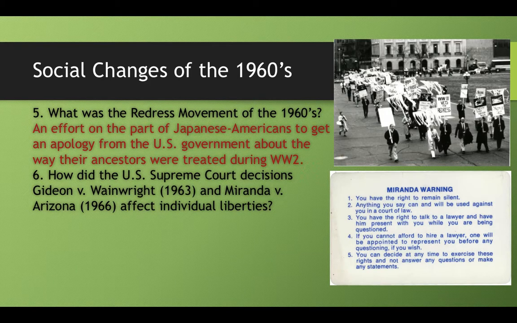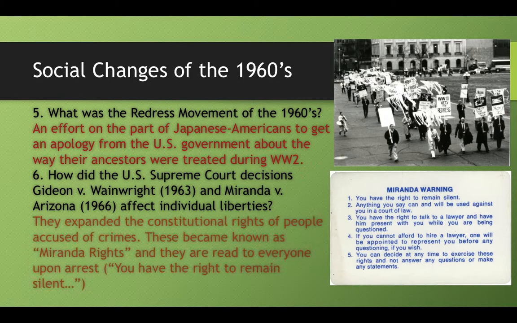All right. Another important social change that took place during the 60s were two Supreme Court decisions. One was called Gideon versus Wainwright, and the other was Miranda versus Arizona. And they both really affected individual liberties because they expanded the constitutional rights of people who were accused of crimes.